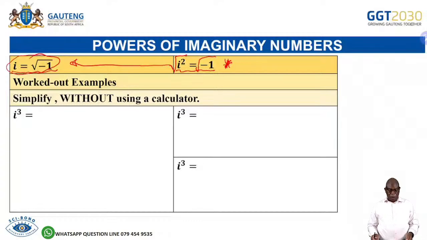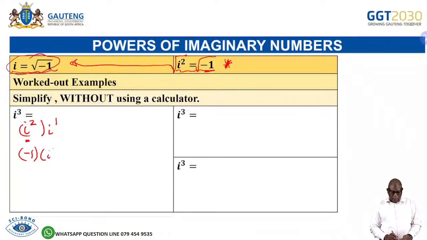Now, if I say i cubed, how do I write down i cubed using i squared? I'll get i squared multiplied by i to the power 1. I know if the bases are the same, then I add the exponents. So the base is i, the exponents are 2 and 1, and 2 plus 1 is 3. But what do I know about i squared? I know that i squared equals negative 1. So I can replace my i squared by negative 1, and then I've got an i here to the power 1. So my answer there is going to be negative i. That's what I get for i cubed.